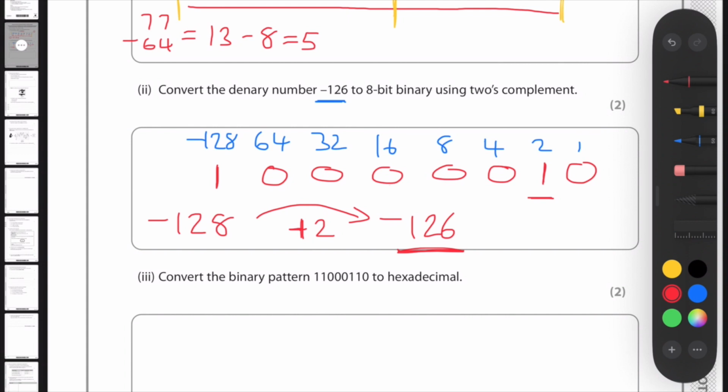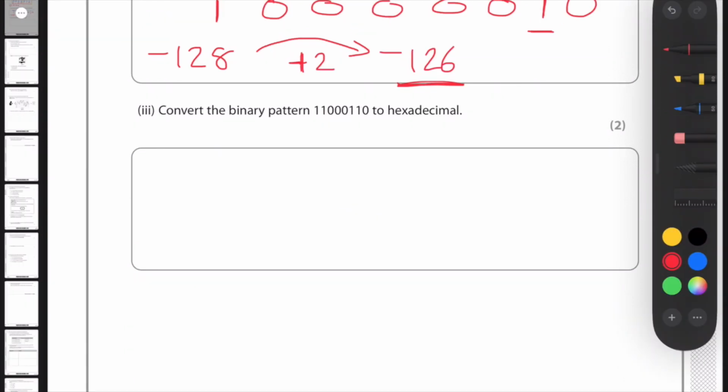Okay, so third one, we now have convert the binary pattern to hexadecimal. What on earth are they talking about? Why would they use binary pattern? It's an 8-bit number. Okay, now with hexadecimal, this is so easy. I'm going to show you a little trick. If I put down 1, 1, 0, 0, and I split it into 2 nibbles, 0, 1, 1, 0. Okay, so I've split it down the middle.